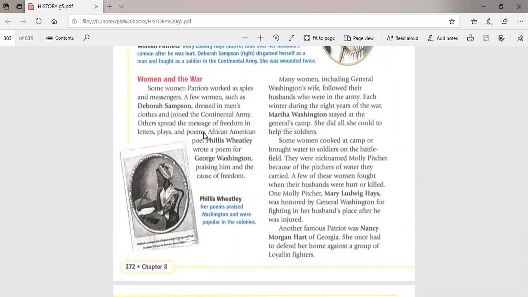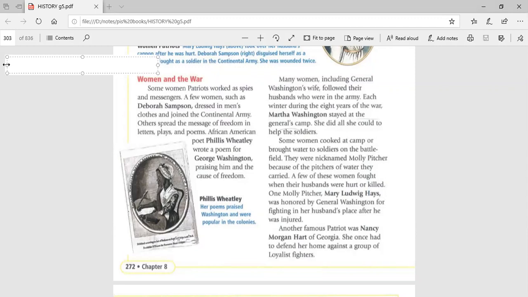Let's see, guys. I summarize all of these paragraphs to you in just some points, okay? So, if we speak about the women, guys, some women worked as spies or messengers. They got news about Britain, then they retold this news to the American army. Some of them spread the freedom message in letters, in plays, in poems. It means that some of them wrote plays and poems about the Revolutionary War and about getting independence.